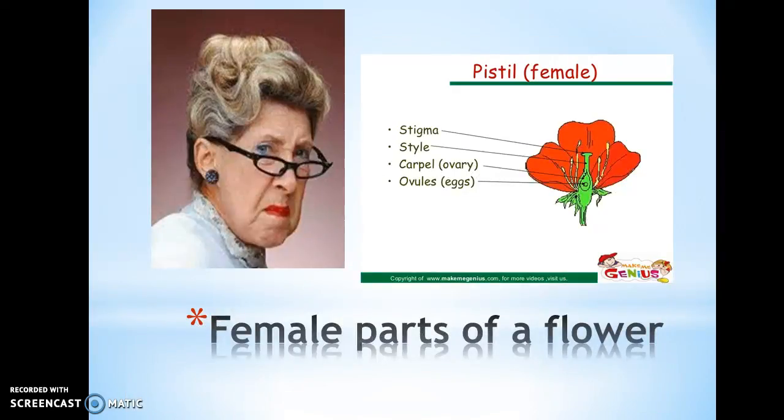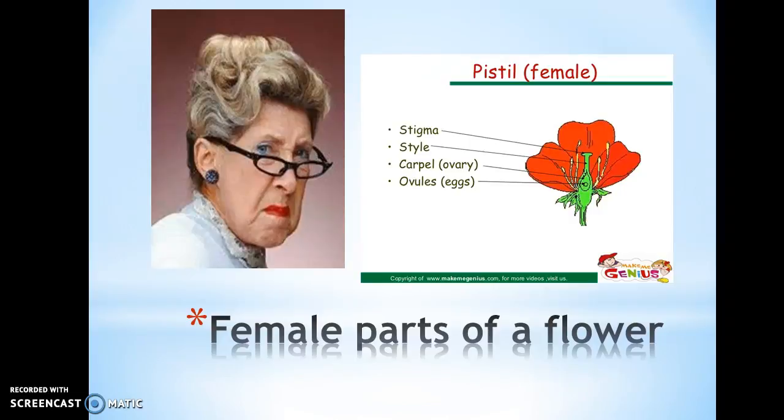So some flowers, or some plants I should say, have only female parts. Some plants have only male parts. And some plants have both female and male parts. So what we're going to be talking about is what all the parts of different flowers and plants are called. Starting with the female parts, we refer to all of the female parts as the pistil.